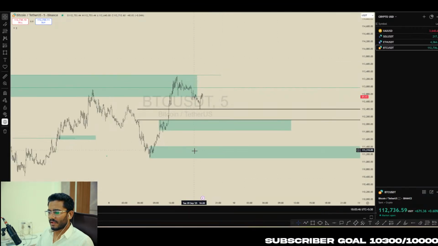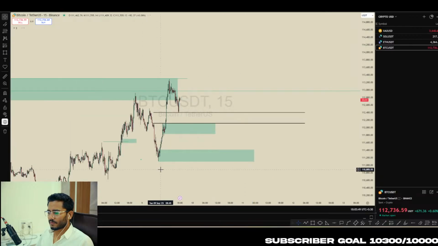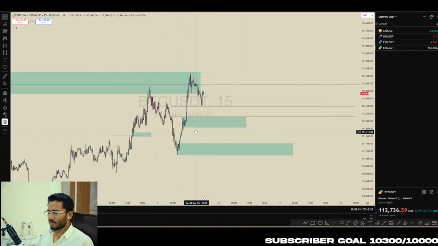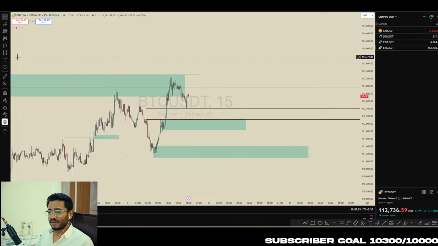So we could see reaction from both of these order blocks. This is a breaker block order block setup. Price will create liquidity here, and then it will tap, and then we can look for buy side from this order block.